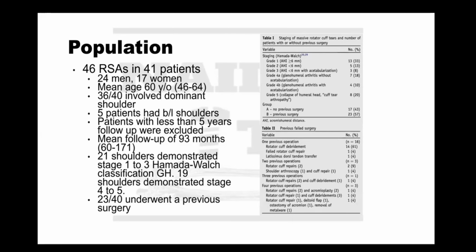And then again, using the Hamada classification, 21 shoulders demonstrated stage 1 to stage 3 Hamada classification scores, as you can see on the right, what those parameters looked like. And then 19 shoulders were stage 4 to stage 5. And out of 40 shoulders that were included in the study, 23 had undergone a previous surgery.